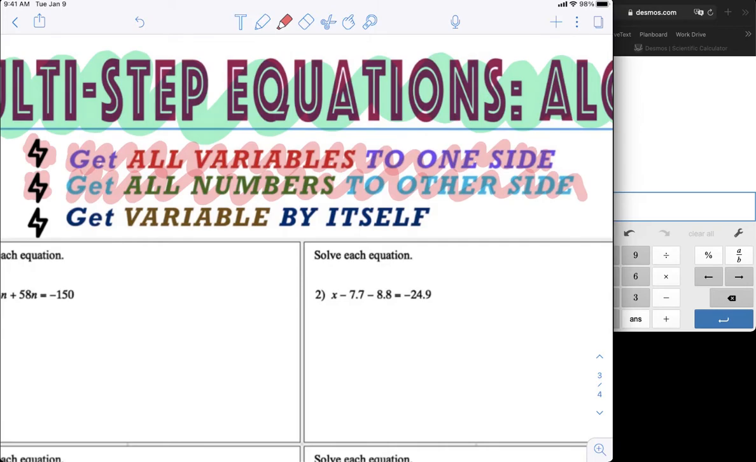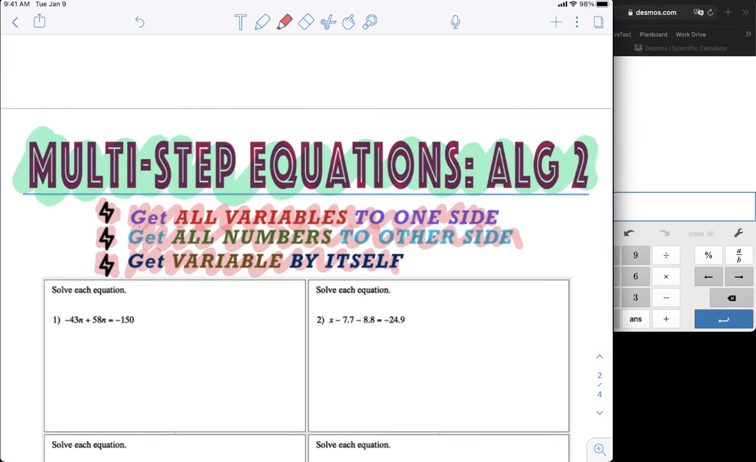Then bullet point number 3, or lightning bolt, right? The third lightning bolt is we're going to get the variable by itself. So you want to turn all the letters, all the variables, into one single variable. Right? So, let's take a look.